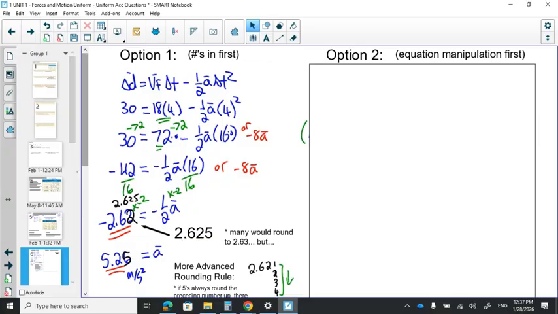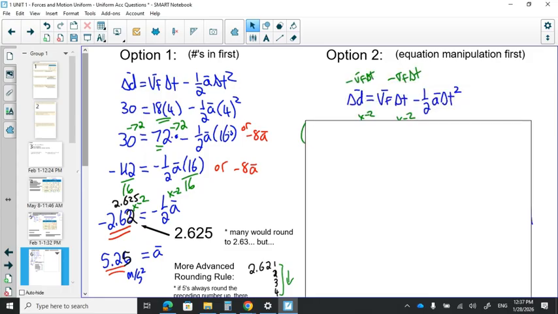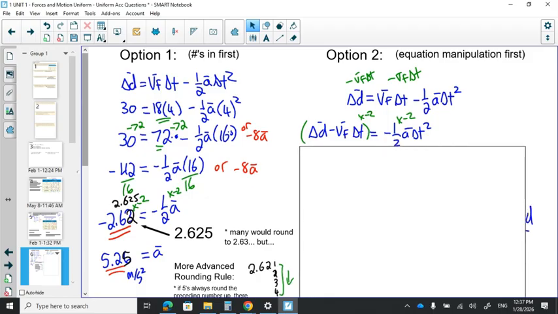Option 2 would have been to solve for the thing you're looking for, so solve for acceleration. It would have been the same kind of thing, right? It would have been taking away v final times time, which was what we did before, so take away 72. It just seems a little easier to understand if you take away 72 from both sides rather than taking away vt from both sides.